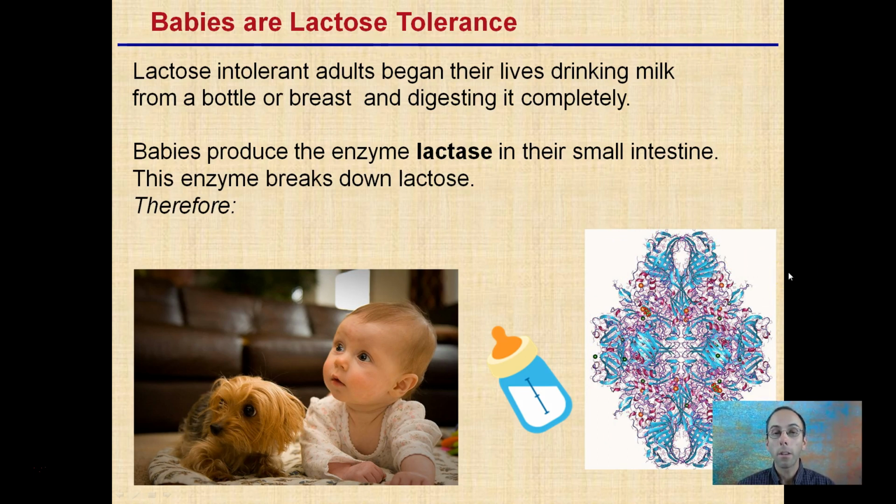So lactose intolerant adults begin their lives drinking milk from a bottle or breastfeeding, and this allows them to digest it completely. So early on in life, babies produce this enzyme lactase, and again, it's pictured right here in their small intestine. This enzyme breaks down lactose. Remember, ase as the last suffix breaks down lactose. Therefore, if we look at babies, babies are lactose tolerant. So as humans, we start our lives as lactose tolerant.